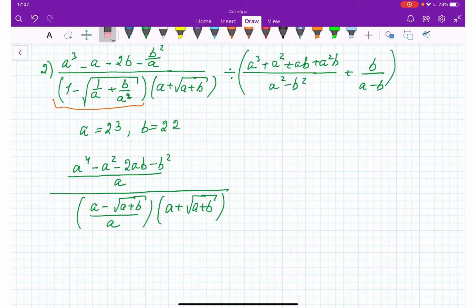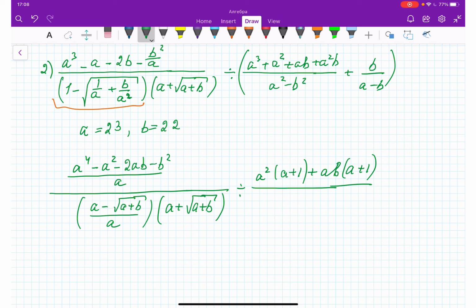Okay, so dividing by, we have 4 terms here in the numerator. When we have 4 terms, it's literally begging to do grouping. Every time we have 4 terms, we are going to check for grouping. So let me see, a cubed plus a squared. I take a squared out, and I will have a plus 1. And then ab plus a squared b. I'm going to take ab out, and I will have a plus 1.